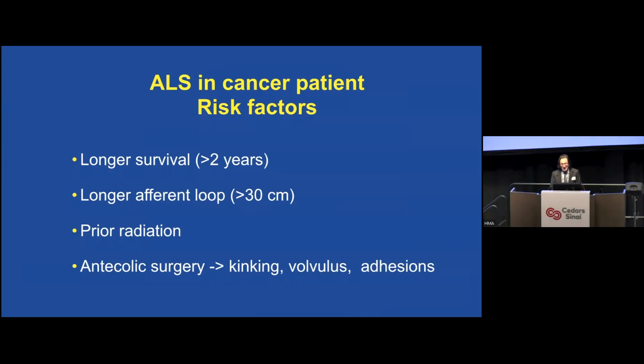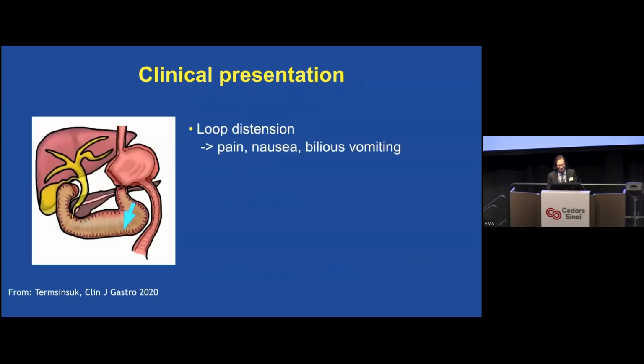What are the risk factors for developing ALS in cancer patients? Longer survival, a longer afferent loop, greater than 30 centimeters, history of prior radiation, as we discussed, and patients who have had antecolic surgery, which can result in more kinking, volvulus, and adhesions. So that's why it's important to review the operative report.